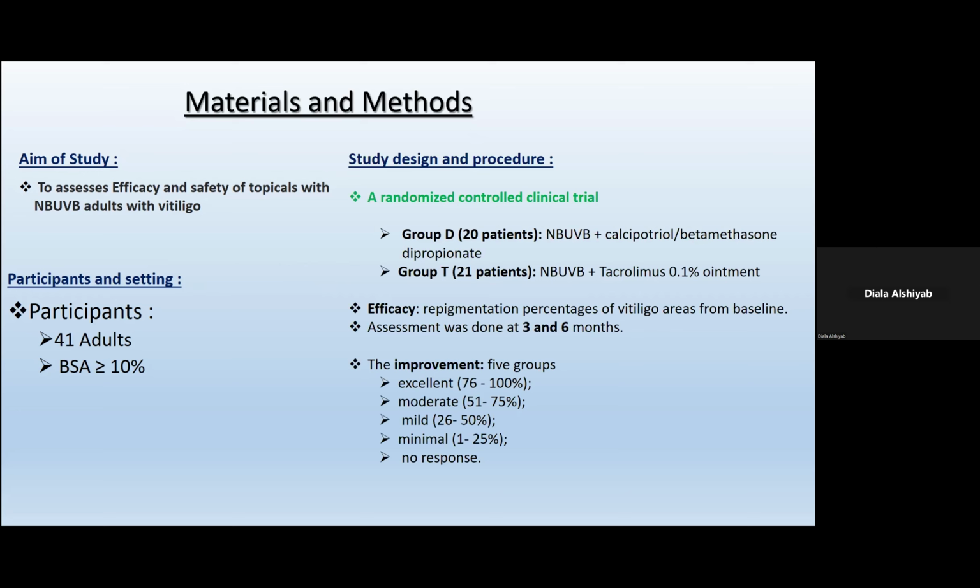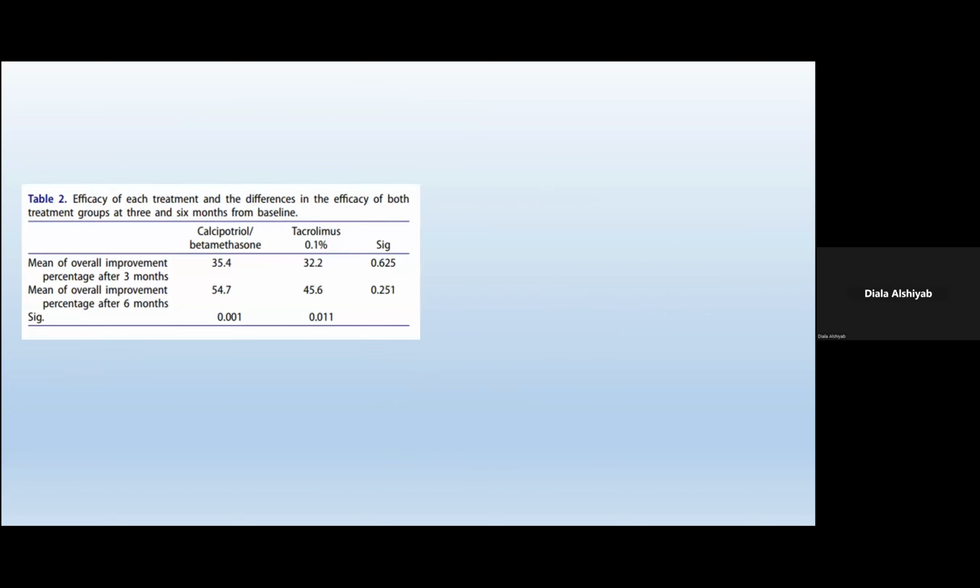We divided the patients into 2 groups. Group D received narrowband UVB in combination with calcipotriol or betamethasone, and Group T received narrowband UVB in combination with tacrolimus. Then again, we assessed the repigmentation percentage of the vitiligo area after 3 and 6 months, and we divided the improvement into 5 groups, as we mentioned in the previous study. So this figure shows the result.